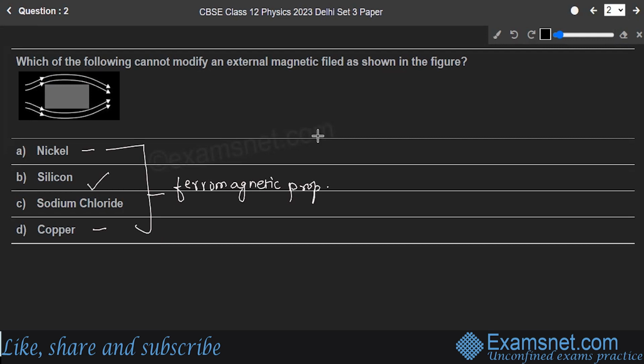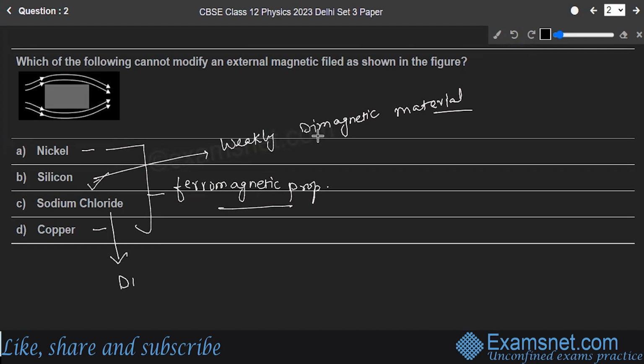Ferromagnetic properties. So they will affect the external magnetic field. Silicon is a weakly diamagnetic material, where susceptibility depends on doping, and sodium chloride.